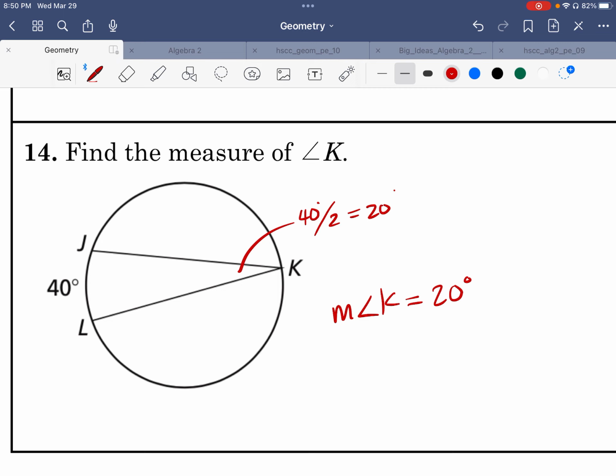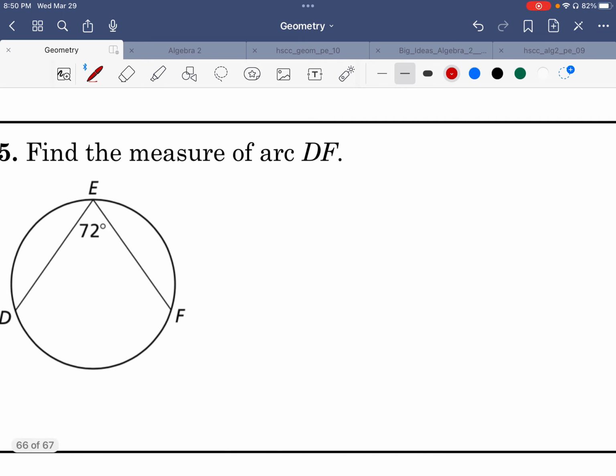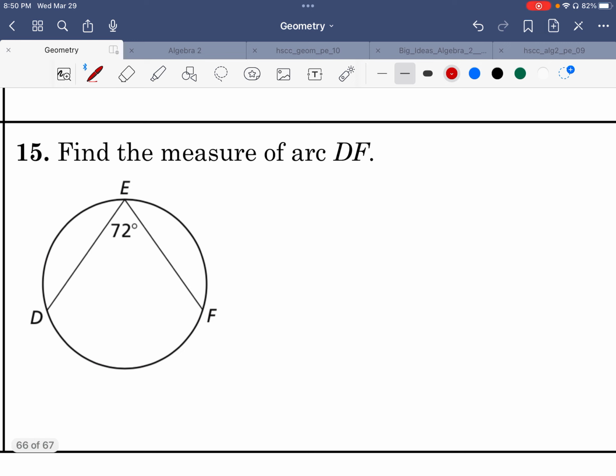Not too bad. Moving on to number 15, kind of like that one, but backwards. So this one over here, we have the angle. When you have the angle, it equals the arc when it's in the center. But if it's not in the center, you have to do a little manipulation here. So we take the angle, 72, and we double it. If you double the angle, you're going to get the arc. 2 times 72 is 144 degrees.